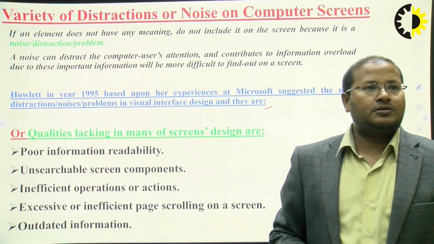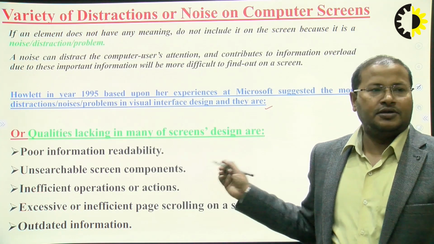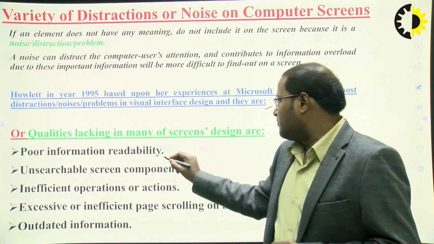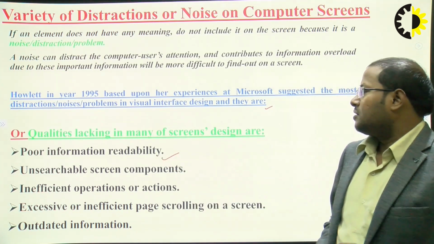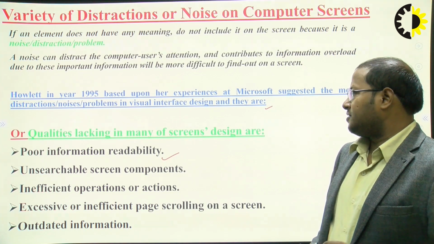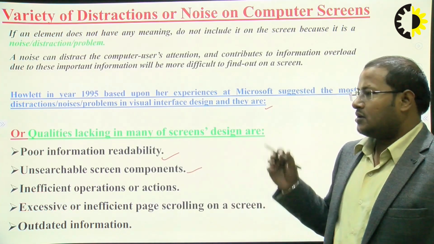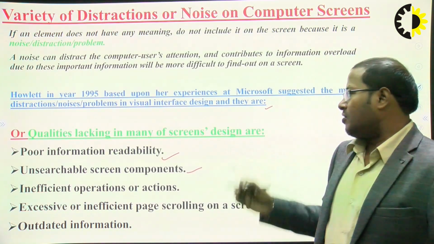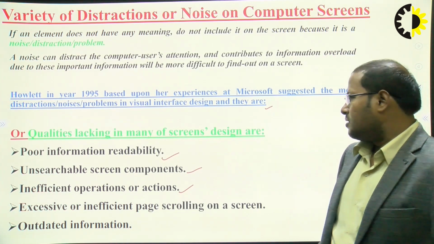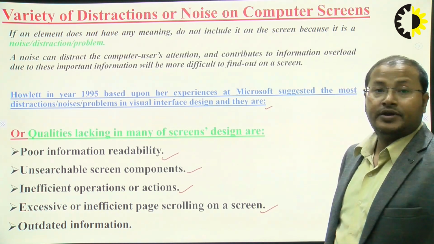The most popular distractions or noises found on the screen are as follows. The first quality lacking in many screen designs is poor information readability. It means it is very difficult to read the information on the screen. Unreachable screen components: to reach a component on the screen, it takes a very long time. Inefficient operations or actions present on the screen. Excessive or inefficient page scrolling on a screen. Outdated information.